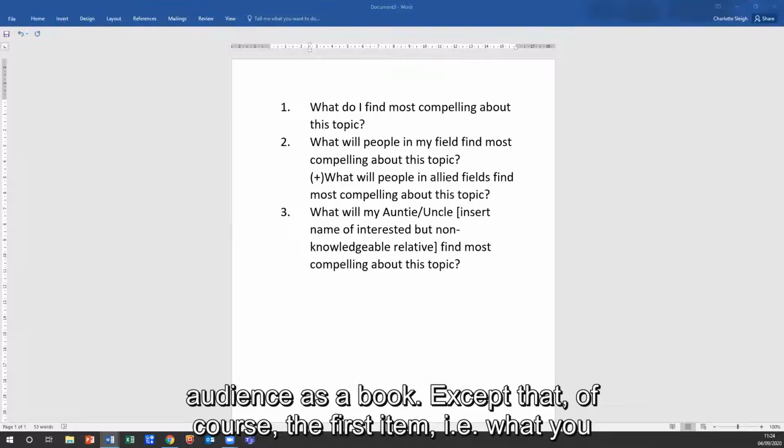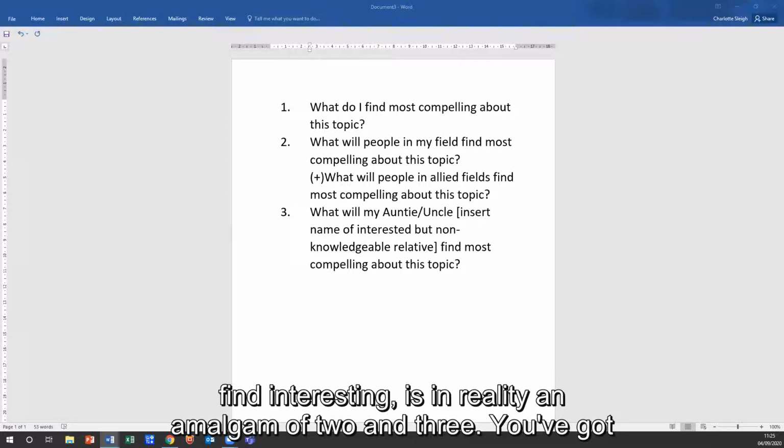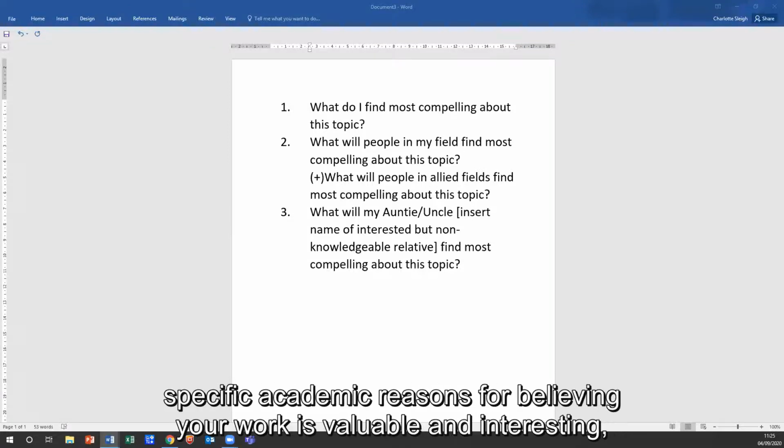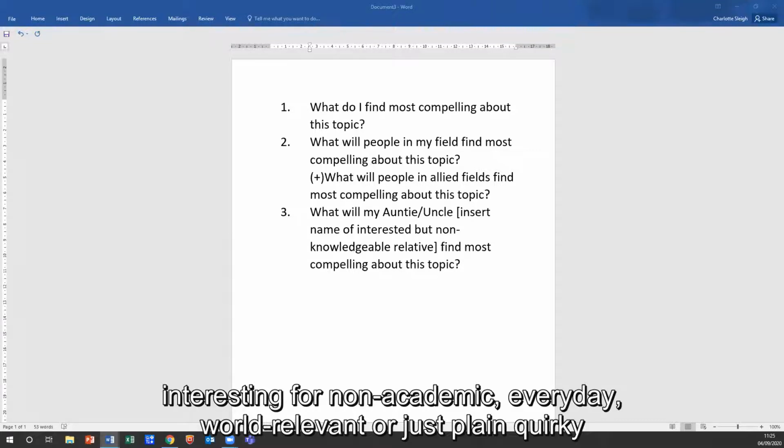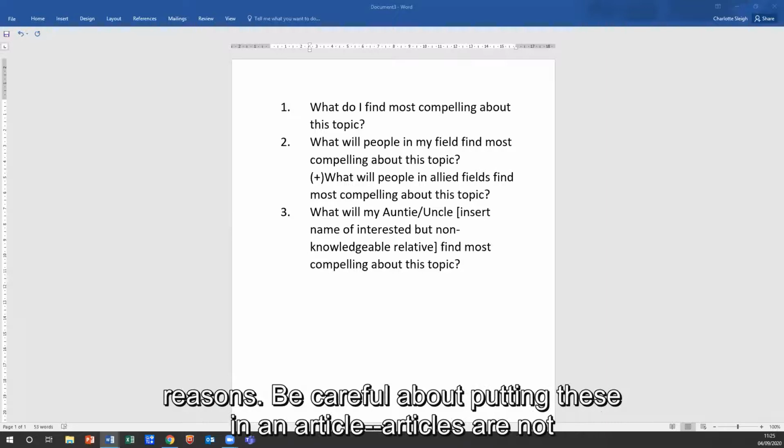Except that, of course, the first item, i.e. what you find interesting, is in reality an amalgam of two or three. You've got specific academic reasons for believing your work is valuable and interesting, but somewhere deep down, there's also an ordinary human being who finds things interesting for non-academic, everyday, world-relevant, or just plain quirky reasons.